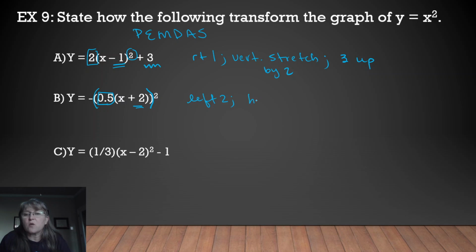So that makes it a horizontal stretch by 2. Since it's a half, I flip that over. Now I square it, and then I deal with this negative outside. And so the negative out front makes every y value go negative, and so it's going to get flipped over the x-axis. So it's a reflection.